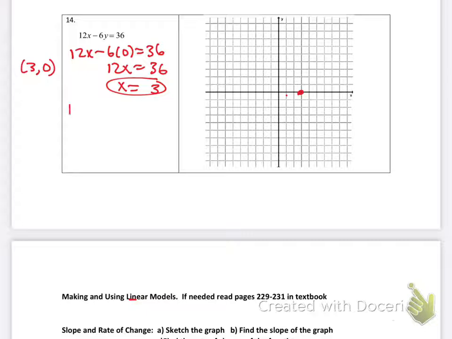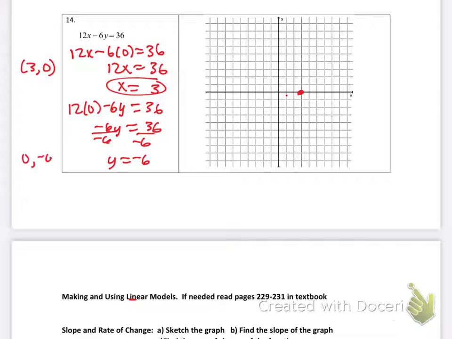All right, let's go the other way. 12 times 0 minus 6y equals 36. So negative 6y equals 36. Divide by negative 6, y equals negative 6. So that is the point when x is 0, y is negative 6. So I go down 6, and then connect my dots. Okay, that's using the intercepts.